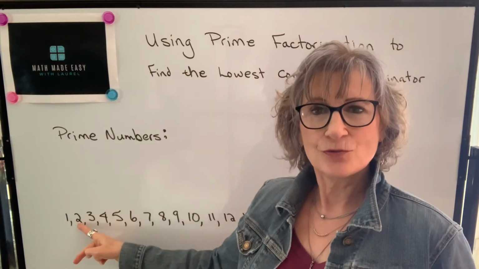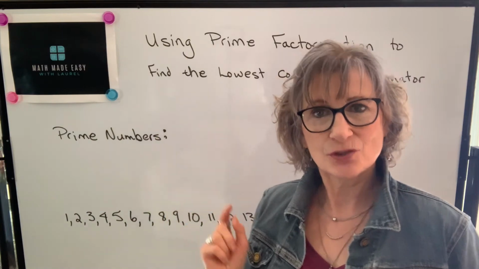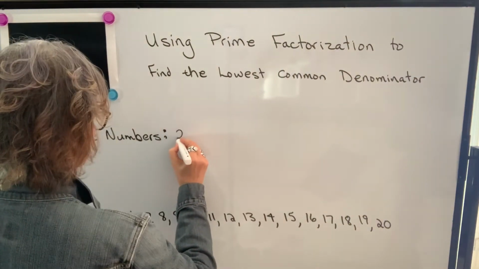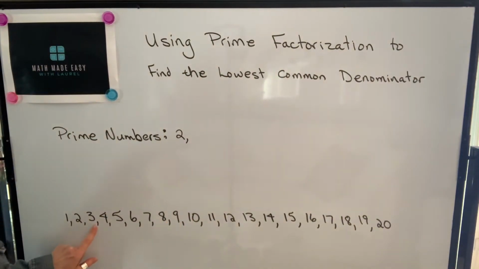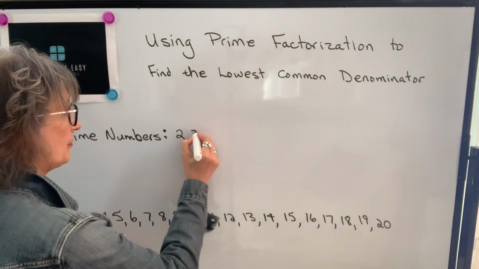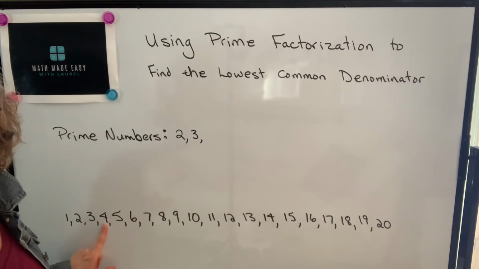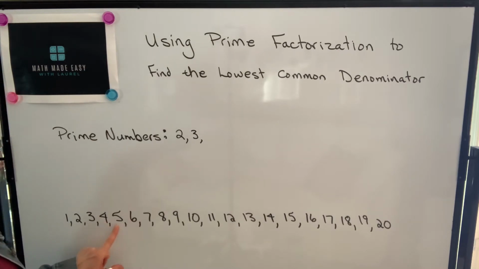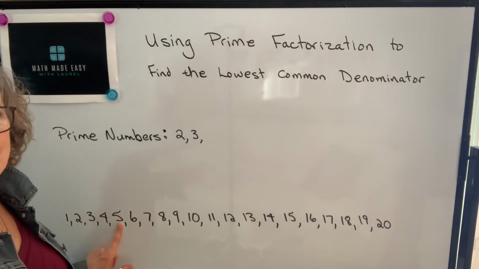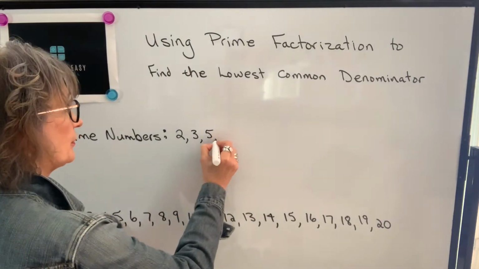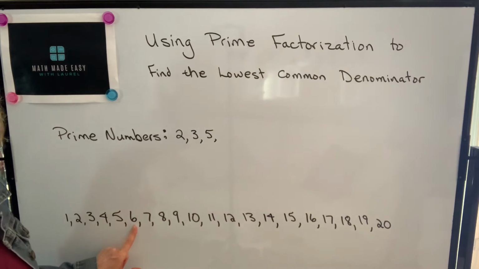2 has 2 factors, 2 and 1. So it is a prime number. 3 only has 2 factors, 1 and 3. It's a prime number. 4 has other factors as well as 1 and 4. 4 has a factor of 2, therefore 4 is not prime. 5 only has factors of 5 and 1, so it is a prime number. 6 has more factors than 6 and 1. 2 and 3 are both factors. We can write 6 as 2 times 3, so it's not prime.